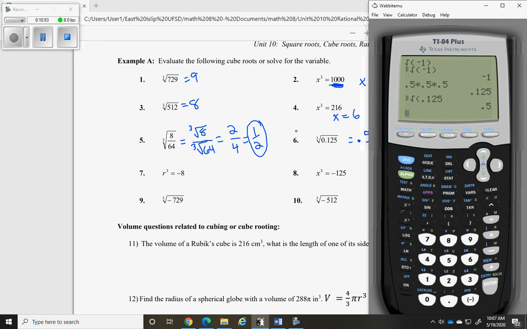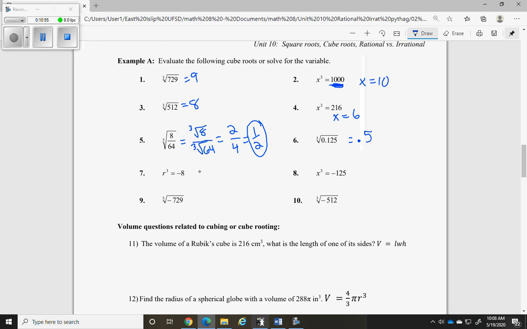A number to the third power that equals -8, I remember that as -2. A number to the third power that's -125 would be -5. The cube root of -729 would be -9. And the cube root of -512 would be -8.